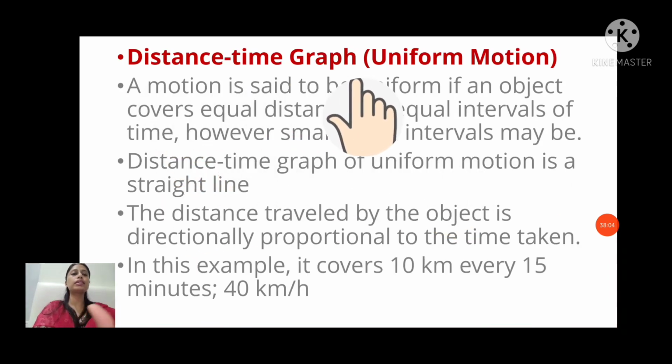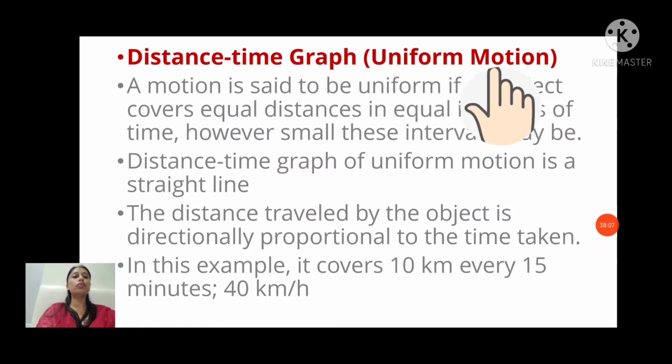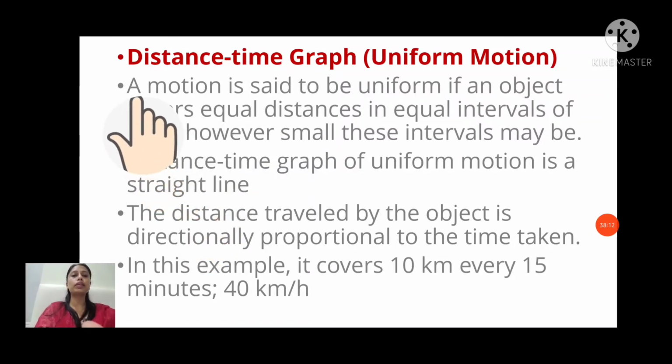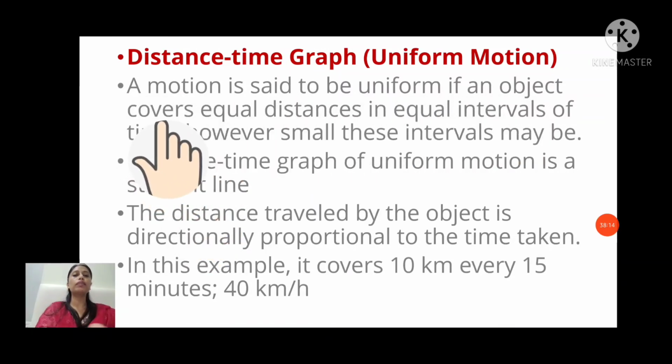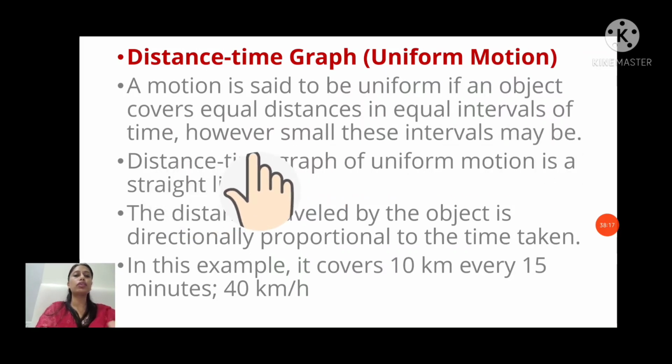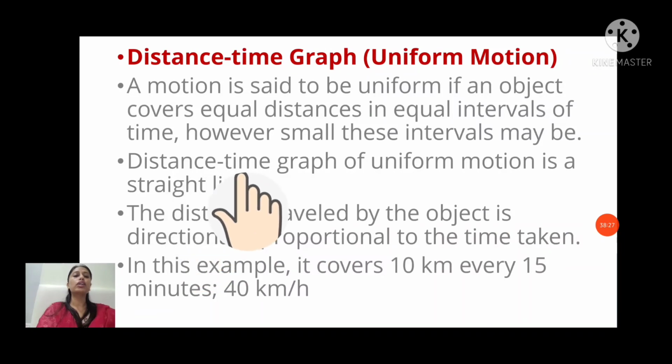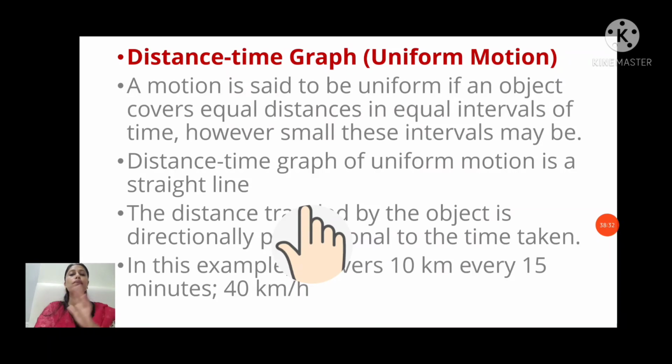Let's understand the distance time graph in detail. If you have to represent uniform motion in a distance time graph, what conditions should be there? A motion is said to be uniform if an object covers equal distance in equal intervals of time, however small these intervals may be. The distance time graph of uniform motion is a straight line. Always remember, whenever you see a straight line in such a graph, it represents uniform motion.